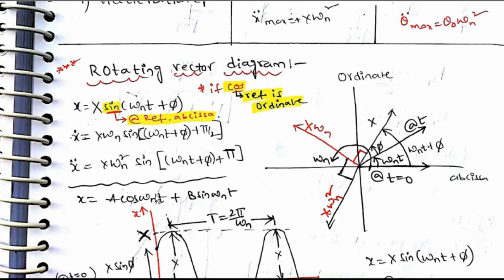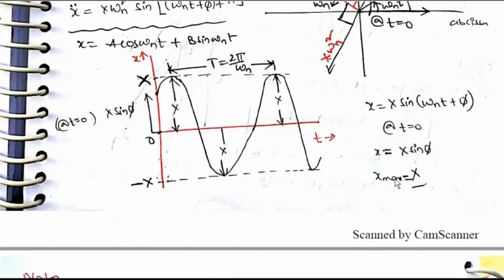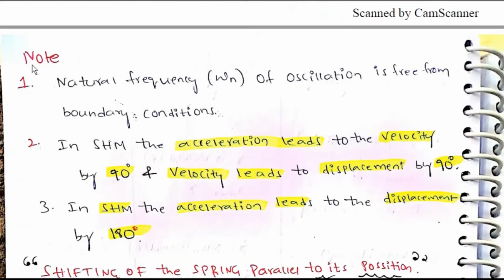X is equal to a cos omega n t plus b sin omega n t. The time period T is equal to 2 pi by omega n. Small x is equal to capital X sin of omega n t plus phi. At t is equal to 0, x is equal to capital X sin phi. X max is equal to capital X. Note: the natural frequency omega n of oscillation is free from boundary conditions.